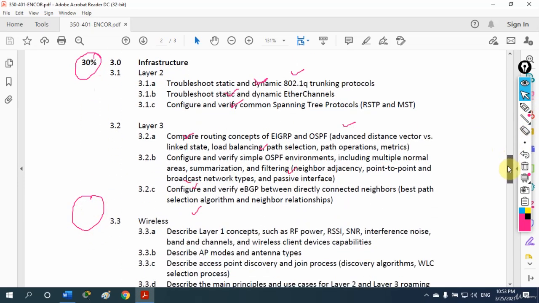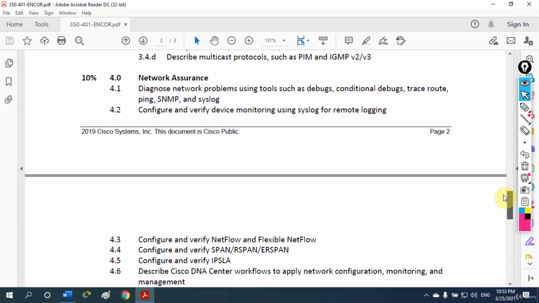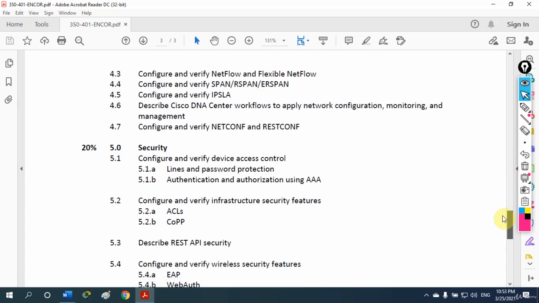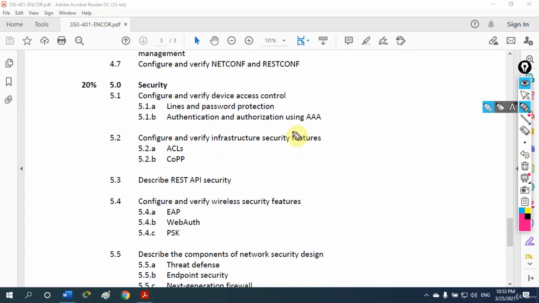After that we have 10% from network assurance. In this one we are going to get 10% of the questions in our exam, and we are going to cover all of it. Some topics we already have at the CCNA level, but no issue, we are going to do each and every topic very clearly, so don't worry about this. We are going to finish these topics one by one in our sequence, with which you will understand very easily. And we have security, in which we are going to get 20% of the questions.